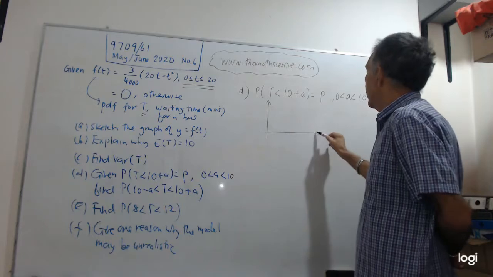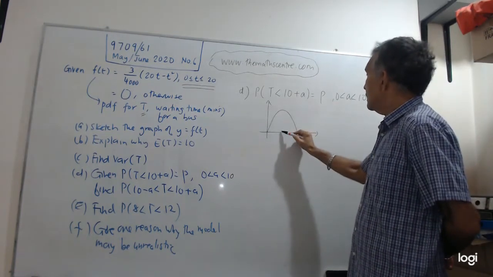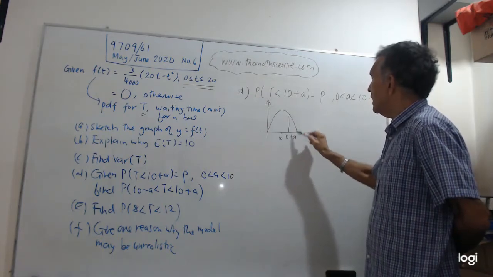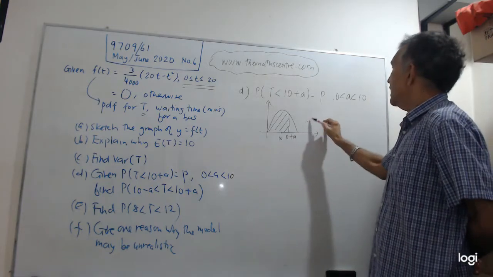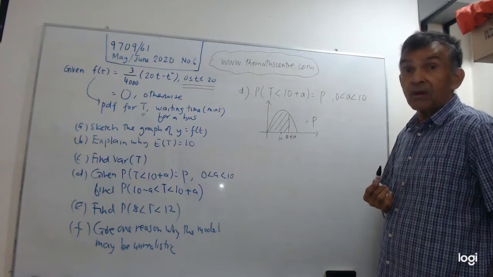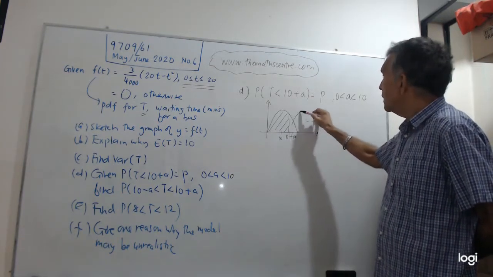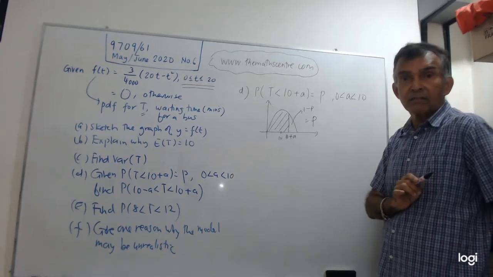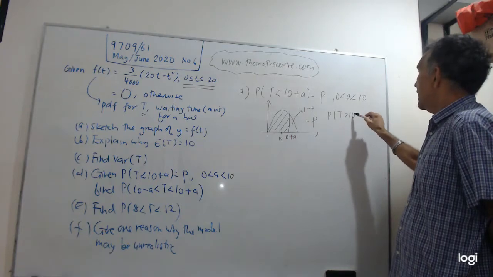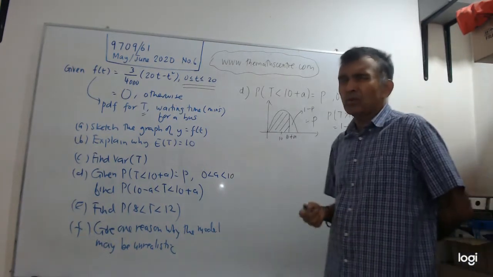Let's draw a picture. Remember, this was our picture. This point here is 20, that's not important right now. This is 10, and 10 plus a is less than 20. So let's indicate this is 10 plus a. This area is P. What's the total area? It is 1, because this is a probability density function. So this part here will be 1 minus P. That is, the probability of t bigger than 10 plus a is 1 minus P. The idea of symmetry is very important here, otherwise you end up doing a lot of work and with very complicated algebra.